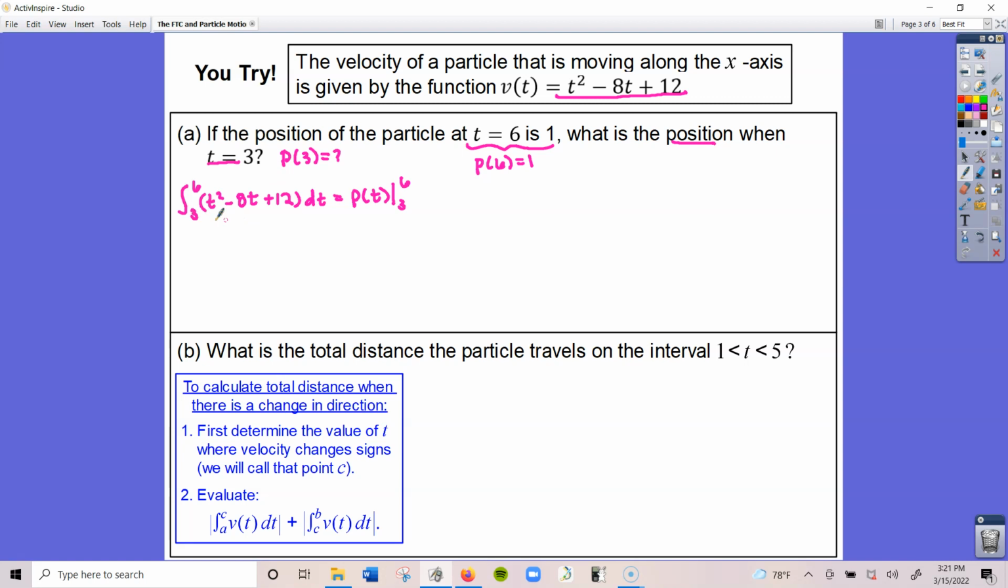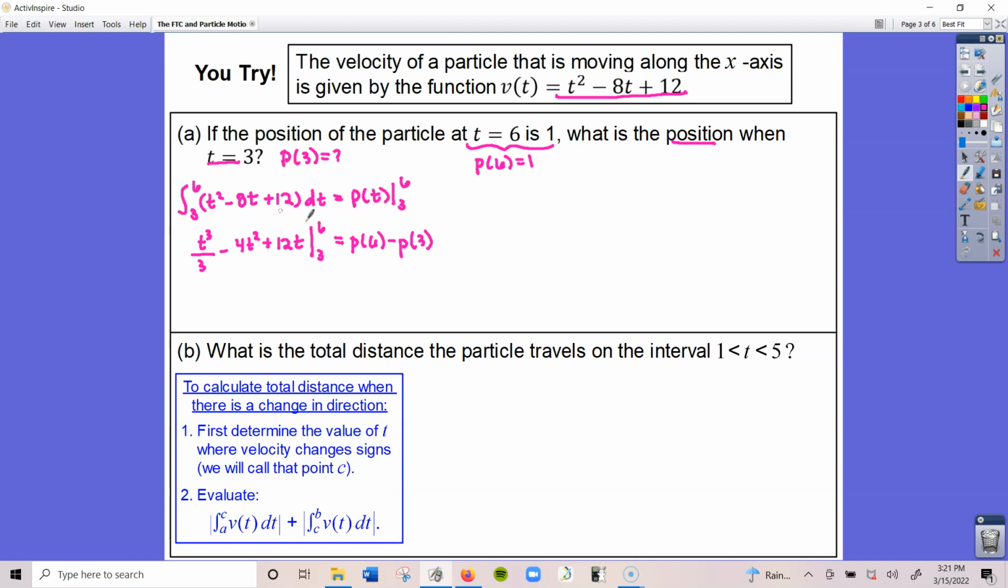Now I'm going to actually have to integrate this and apply the FTC so that I can get this numerical answer. So this is going to be t to the third over 3 minus 8t squared over 2, which is 4t squared, plus 12t. I'm going to evaluate that from 3 to 6, and that's going to equal p of 6 minus p of 3.